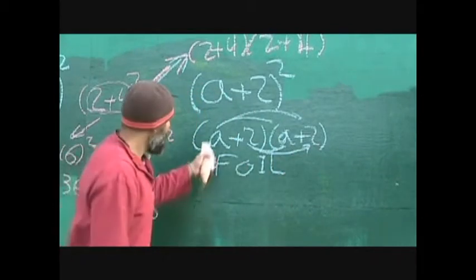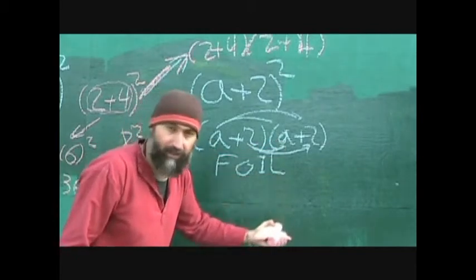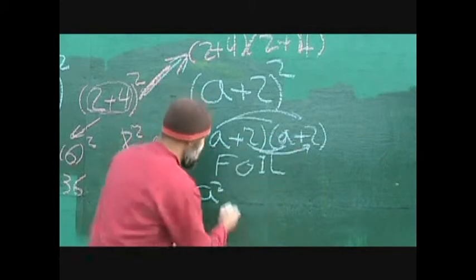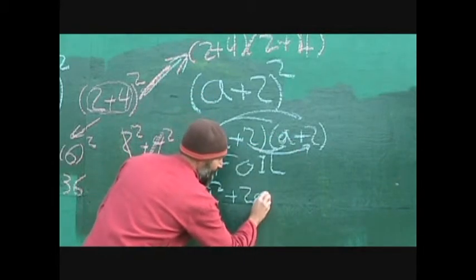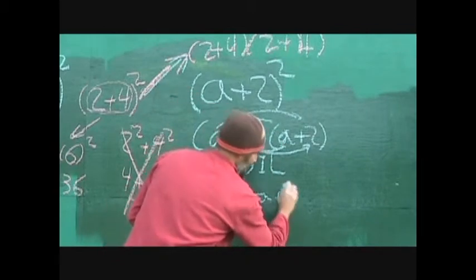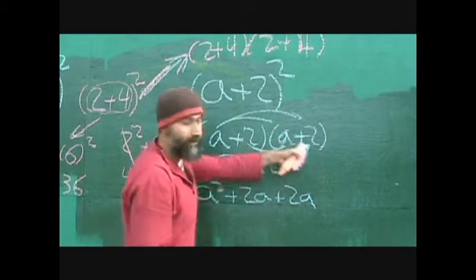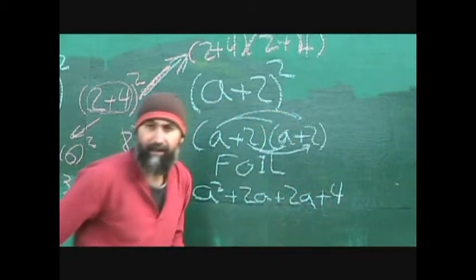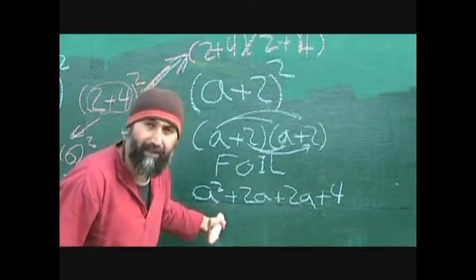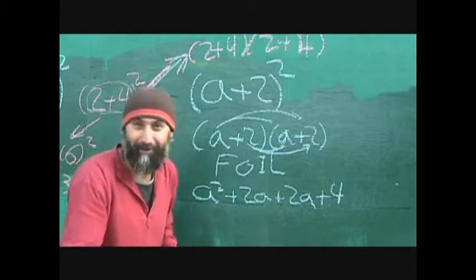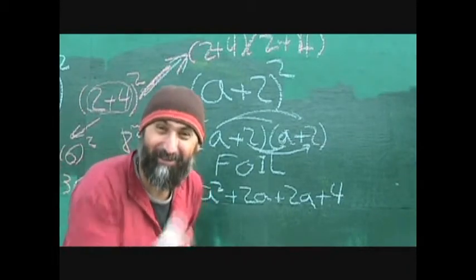A times A is going to be A squared. A times 2 is going to be 2A. 2 times A is going to be 2A. And 2 times 2 is going to be 4. And the way this works is you've got to combine like terms. Now I haven't talked about this. We're going to introduce it where I make the other video first and put it before this.